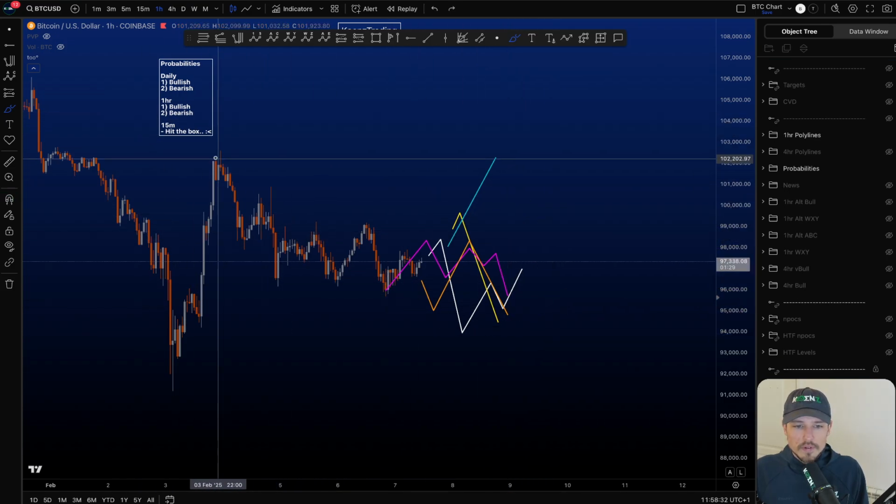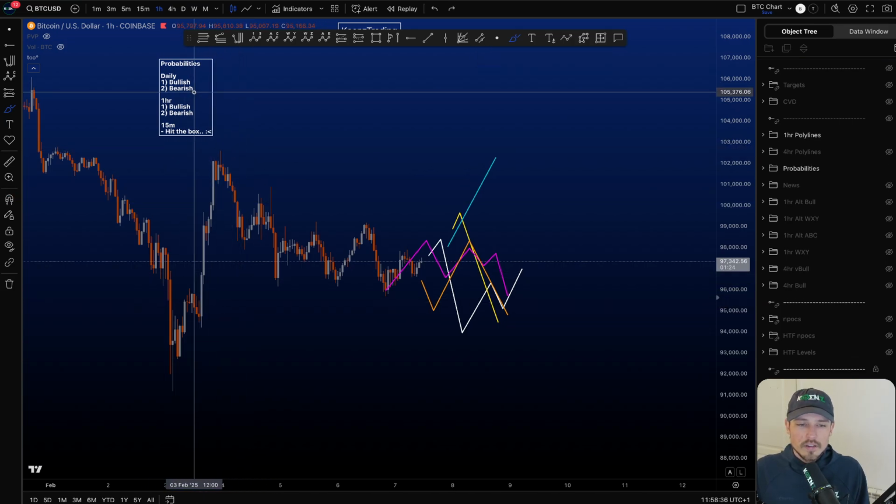On the 1-hour, still looking for price to take out the high, right? And on the 4-hour daily time frame, also still bullish.